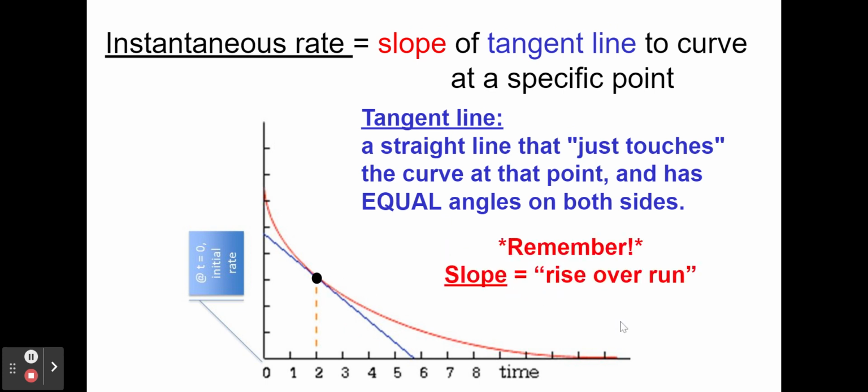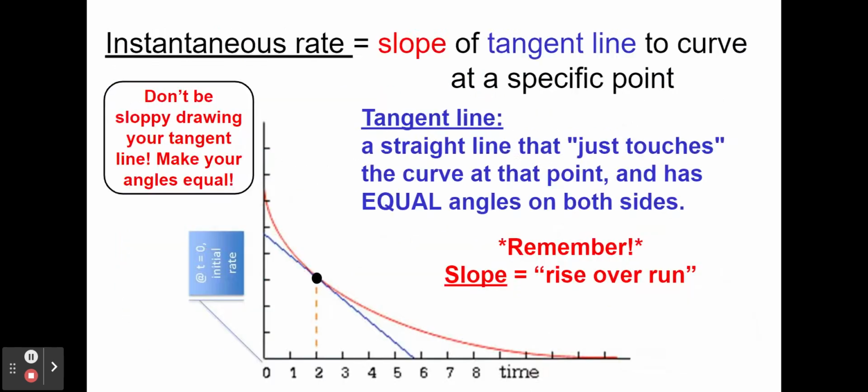Okay, so remember, slope is rise over run. That's going to be important. Sorry about that. So make sure when you draw your line, make sure that your tangent line is not sloppily drawn. Again, make sure the angles are equal.